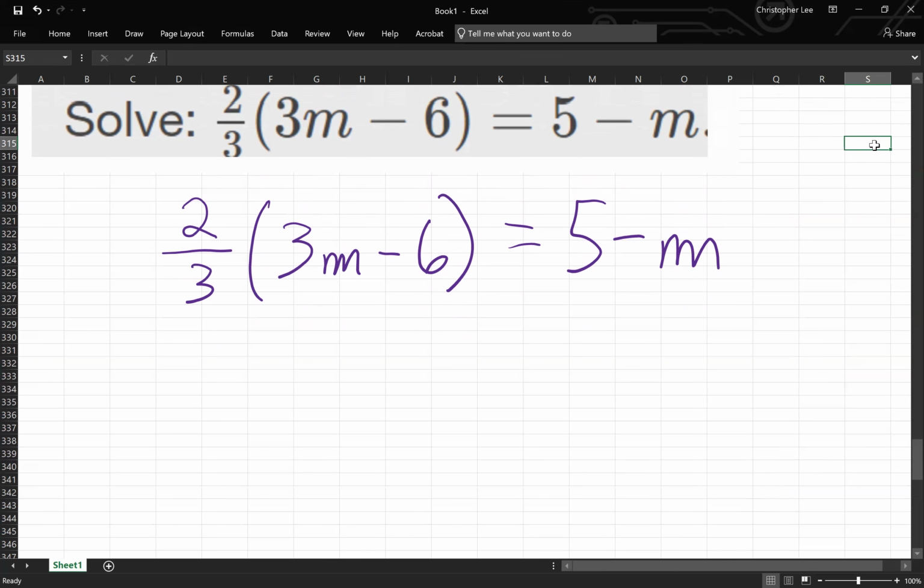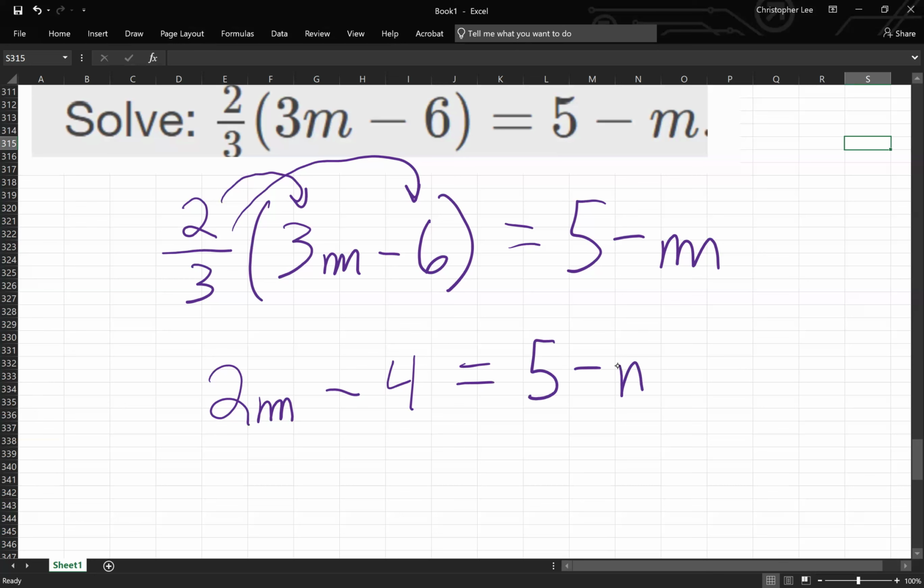So everybody finish these two problems? All right, let's go over it real quick. What should I do first though? What do you think? Exactly, right? Want to distribute this to the first term, then distribute this to the second term. All right, so 2/3 times 3m is what? 2m, very good. And 2/3 times 6 is what? Negative, good. Negative what? Very good, -4. And that's equal to 5 minus m.